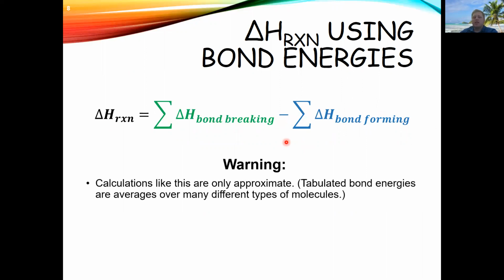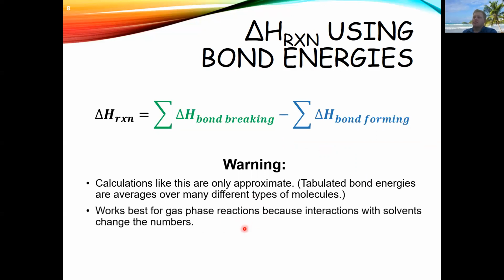Again, I'm going to drive home this point that these calculations using this process are only an approximation because the tabulated bond energies in your table are just averages from a bunch of different molecules. This approach works best for gas phase reactions because when you have a reaction occurring in solvent, so let's say you have stuff dissolved in water or methanol, the dipoles or hydrogen bonds in water and methanol are going to interact with your products and reactants, and they're going to change some of the energetics there.